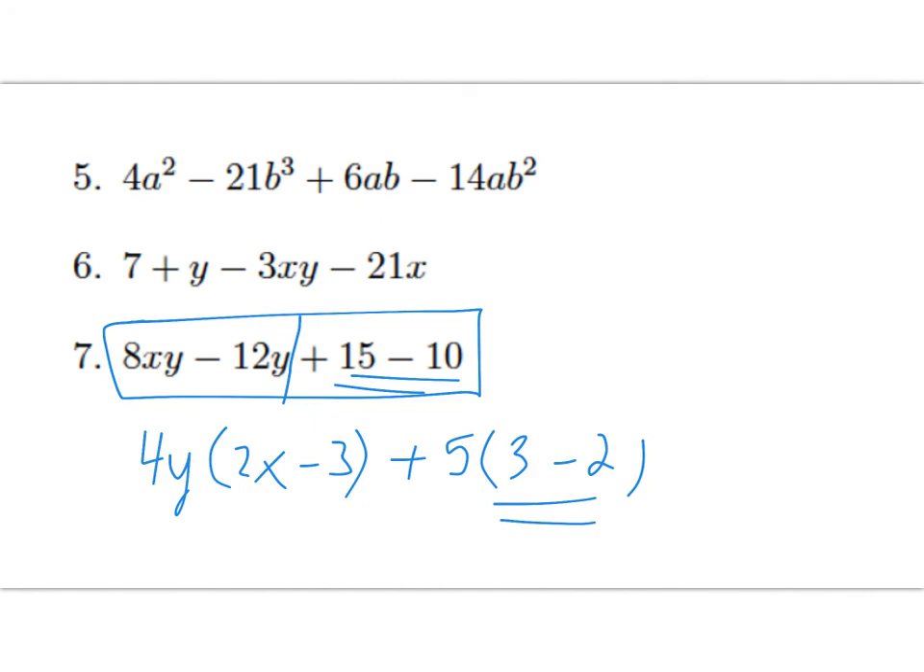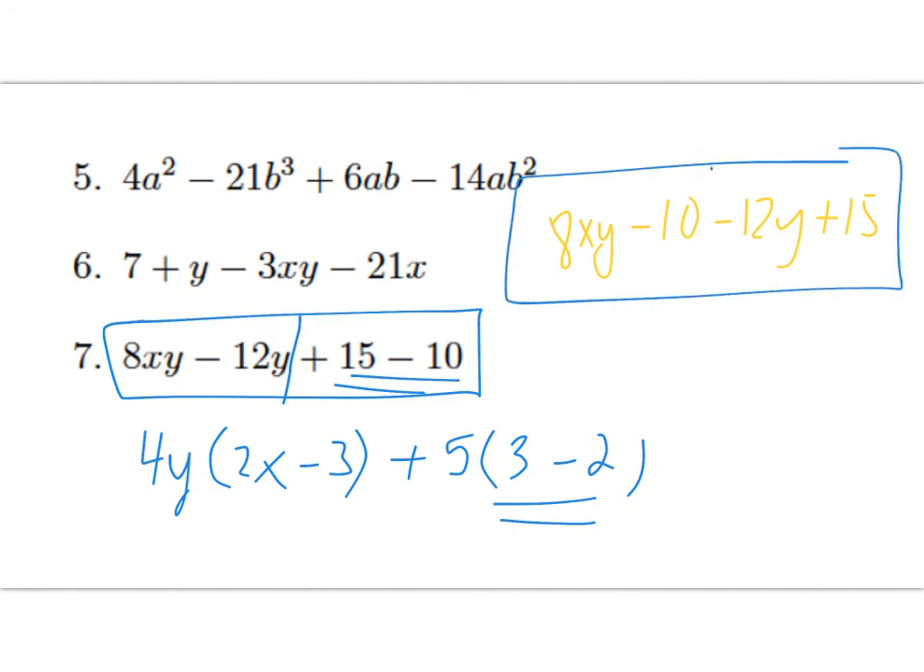Let's just try and move things around and see what happens here. Let's say we had 8xy minus 10 and negative 12y plus 15. Let's try and rearrange things and see what happens. Let's group the first two terms. They're both multiples of 2. Then we have 4xy minus 5. Over here, I'm sorry, both multiples of 3. We have 4y minus 5.